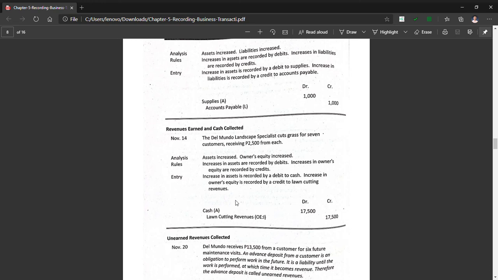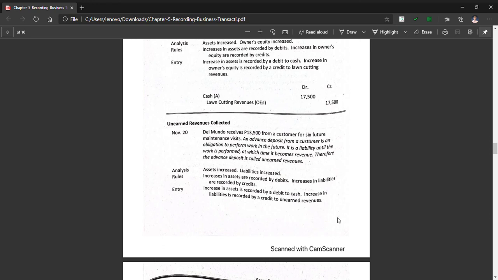We credit loan cutting revenues. Okay, so yung loan cutting revenues, this is an income account. Okay, income account ito. So, yung income, it increases your owner's equity. So, kung nag-increase ang owner's equity, that is on the credit side, right? Kasi nasa right side siya ng accounting equation. So, credit, loan cutting revenues, 17,500.